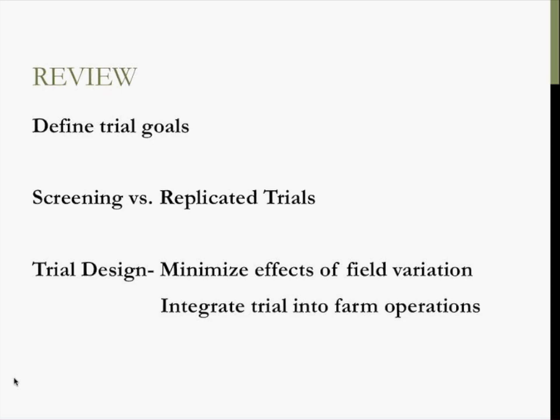So when you're doing a trial, you're mostly interested in seeing different varieties perform based on the varieties themselves, not based on the fact that one plot was planted in a wet part of the field and another plot was planted in a dry part of the field, and that's skewing your results. So you might include border rows, avoid field edges, and avoid known problem areas in the field to minimize the effects of field variation.